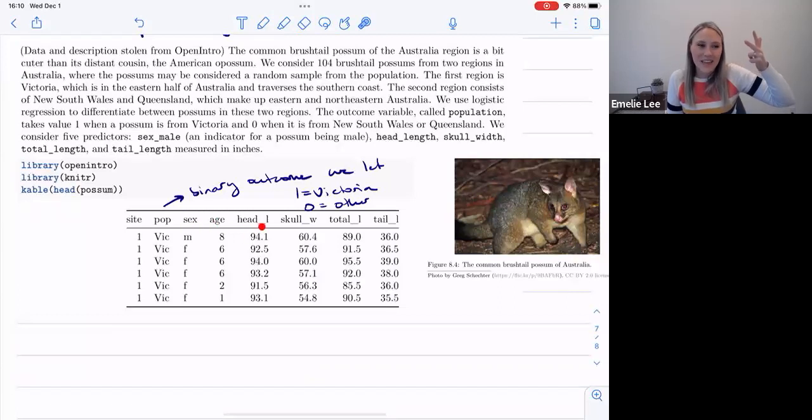And we're trying to predict, so if we have information on the gender, the age, more likely dependent on the head length, the skull width, the total length, and the tail length. If we have information on all that, can we correctly classify if they came from the Victoria region or the other region?